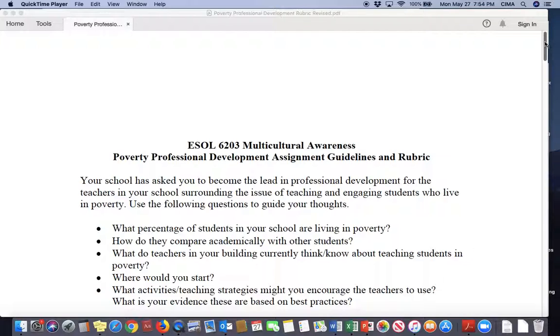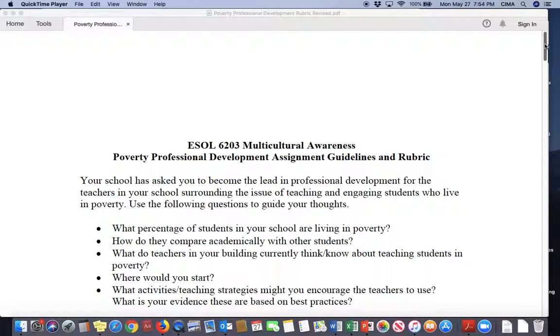The percentage of students in your school that are in poverty, how they compare academically with other students. What are your teachers in your building? What do they currently know or think they know about teaching students in poverty? Do they already have a pretty good understanding, or maybe getting students in poverty is new to your school, so they're not quite sure how to approach and how to best teach students who are in poverty? Where do you even start then? And then finally, what are some concrete strategies and activities that you would give your teachers as best practices? And then how do you know that those are best practices?